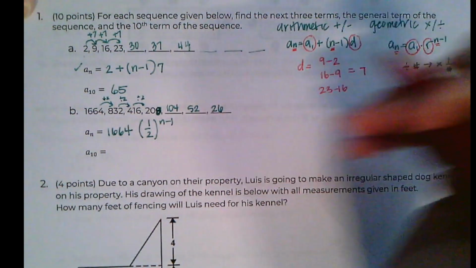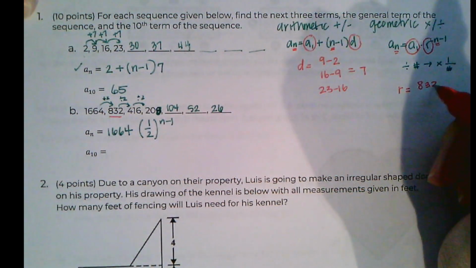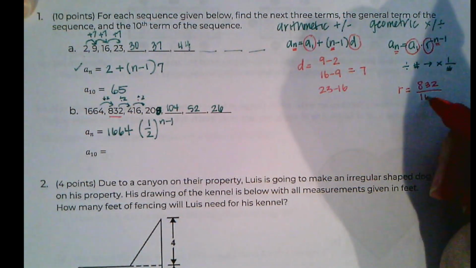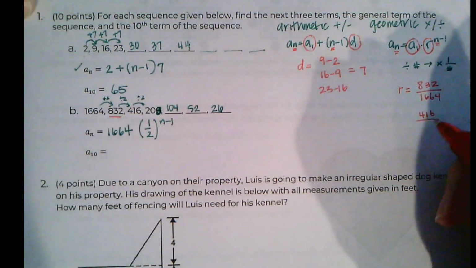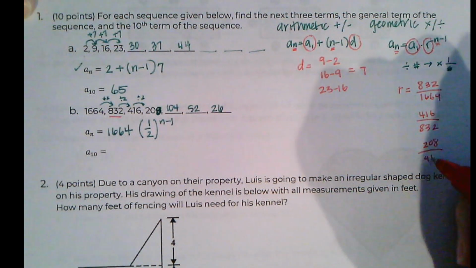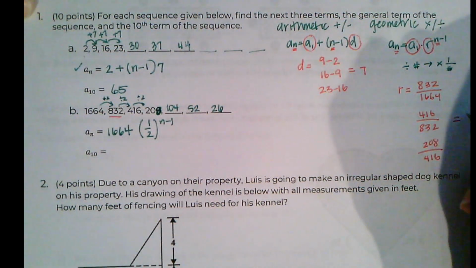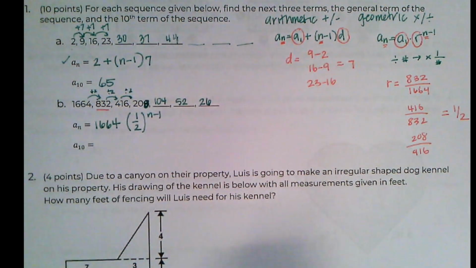The other way to do this is like we did for the common difference. You can find your common ratio by taking any term and dividing by the term before it. So 832 divided by 1664, or 416 divided by 832, or my corrected 208 divided by 416. These should all give you the exact same value because we're talking about a common ratio.